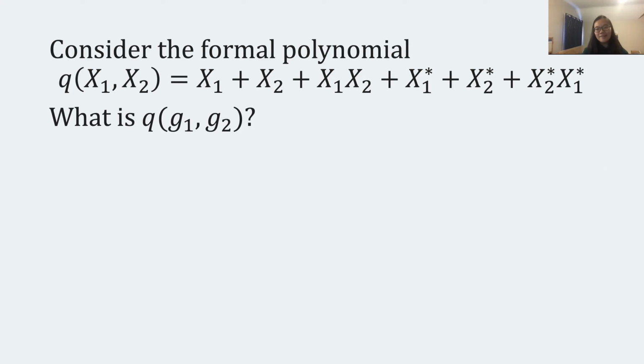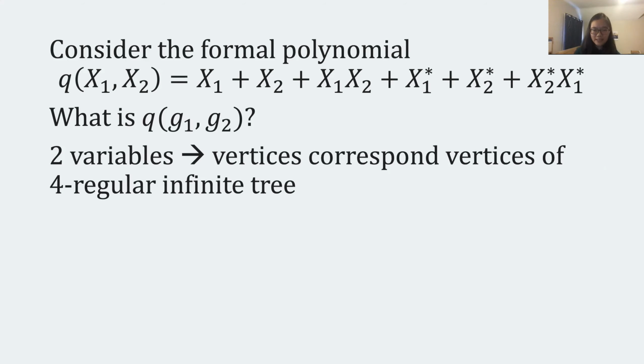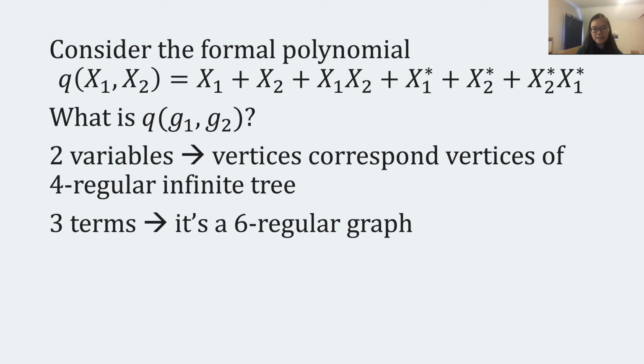Okay, let's make a couple of observations about this polynomial. Because there are 2 variables and we're plugging in 2 different generators, the vertex set should be the free group on 2 generators, which is equivalently the 4-regular infinite tree. And then because there are 3 terms and their inverses, the graph that we're going to get should be a 6-regular graph. And now the terms will determine what the graph actually looks like.